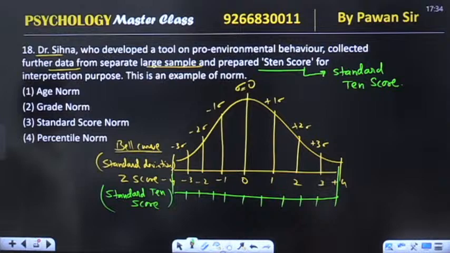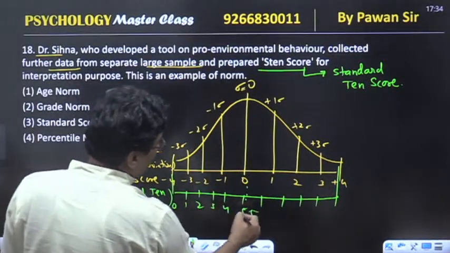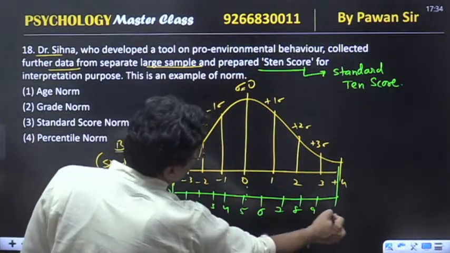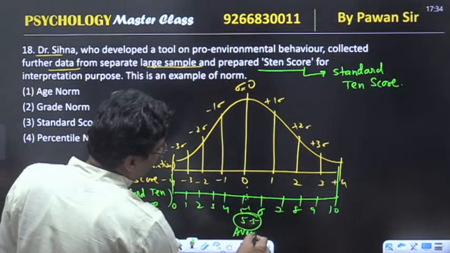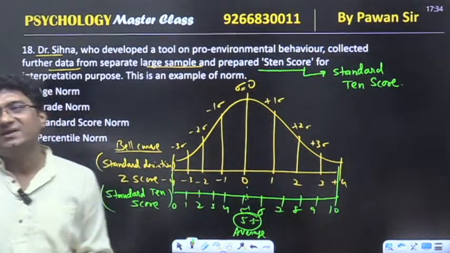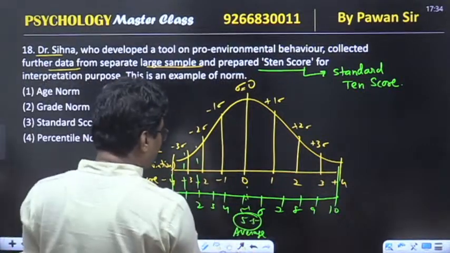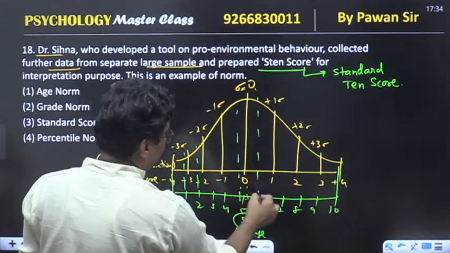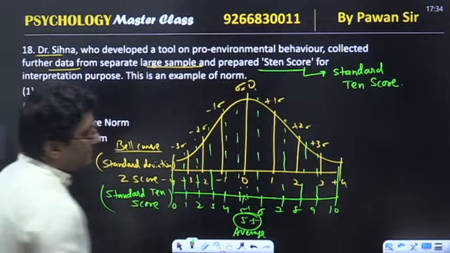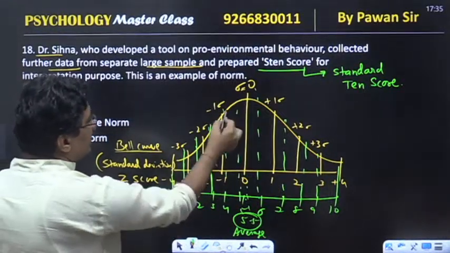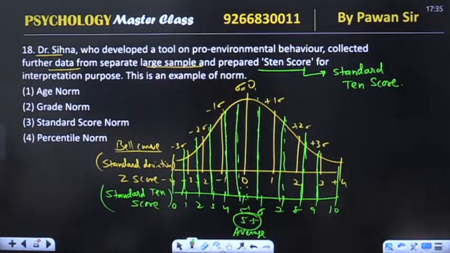We will divide it into 10 divisions, and the mid value will be 5.5, with 0, 1, 2, 3, 4, 5, 6, 7, 8, 9, 10. The middle score will be around 5.5, so the average is 5.5. This is called the standard 10 score, where we are dividing the whole data into 10 segments. These 10 segments represent the standard 10 score.